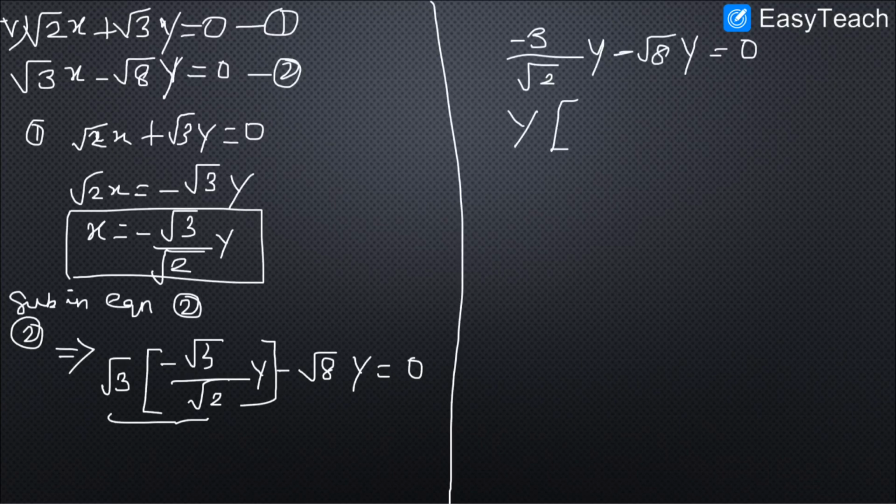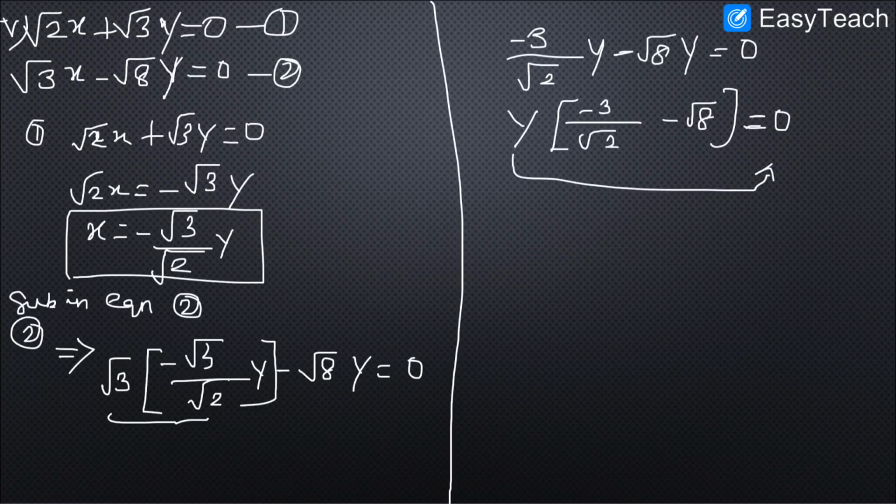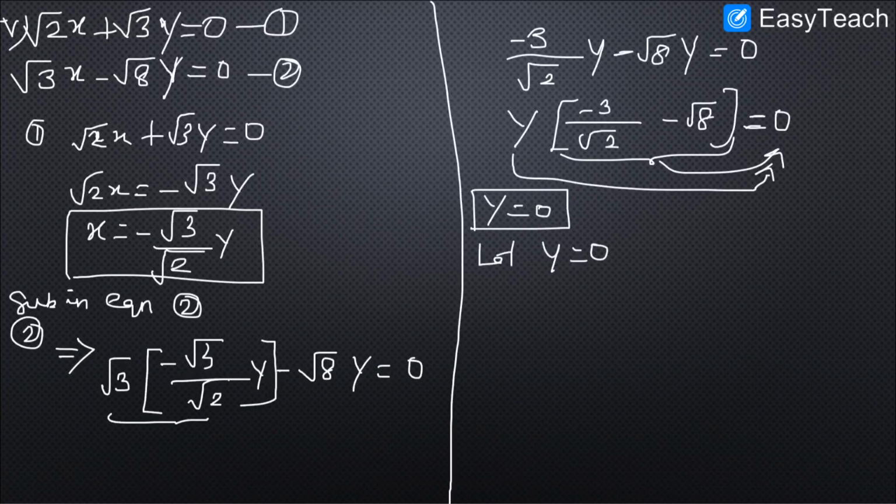So let me take y as a common term. So y times minus 3 by root 2 minus root 8 equals 0. Since we have 0 here, we can say y equals 0, or the whole term equals 0. As per the factor rule, we can take y equals 0. Let's substitute the y value in equation 2 or 1. So I substitute in the first.